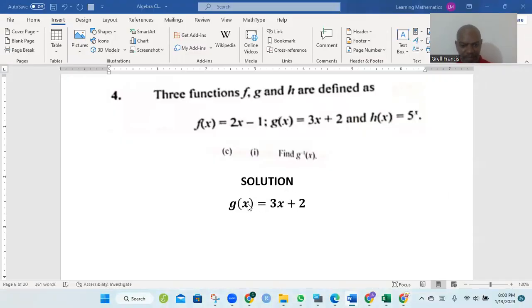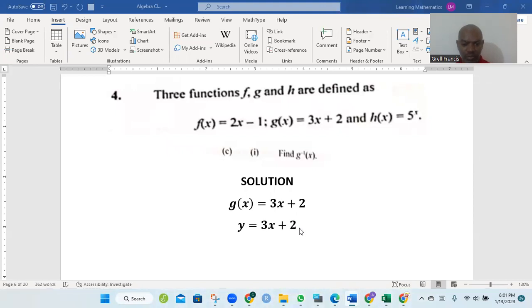The second step, remember we're trying to find what is g inverse of x. So the first step is to write down the function g of x is equal to 3x plus 2, which we have written. The second step is to replace the notation g of x with the letter y. So here you have g of x, you put in its place y. So you have to write y is equal to 3x plus 2. That is the second step. So please write this down.